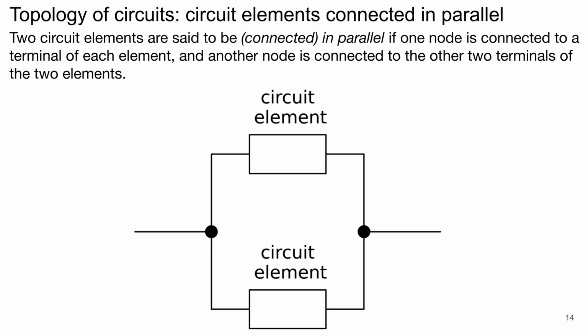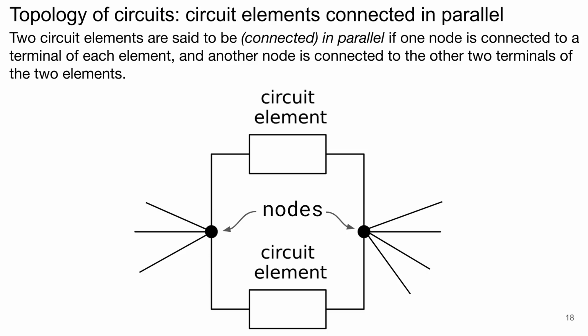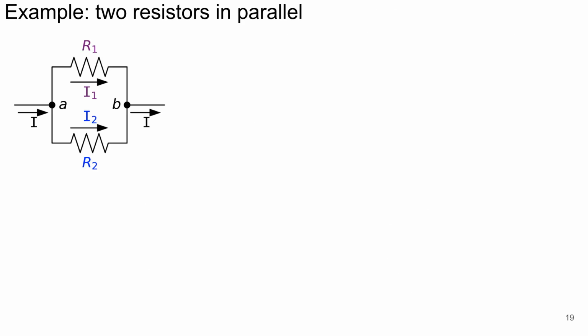Two circuit elements are said to be connected in parallel if one node is directly connected to one terminal of each element and another node to the other two terminals of the two elements. We recall that a node is a juncture of 3 wires or more. Therefore, two circuit elements in parallel can also look like this. We are given two resistors connected in parallel. Their resistances are denoted R1 and R2. One pair of the shared terminals is shown as node A, the other pair as node B.